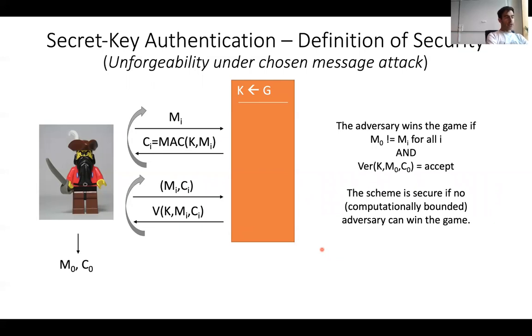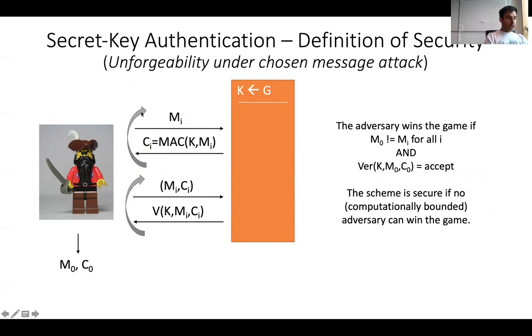And the box does the following thing. The box starts by sampling a key using the key generation algorithm. The key, being a secret key scheme, is kept secret and is not given to the adversary. But now what the adversary can do is choose some messages. Therefore, the name chosen message attack. The adversary can choose some message and ask the box to compute the MAC of these messages under the key.